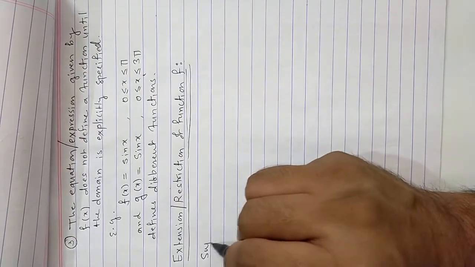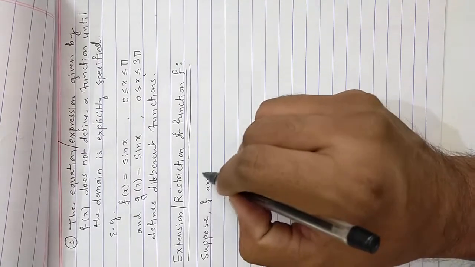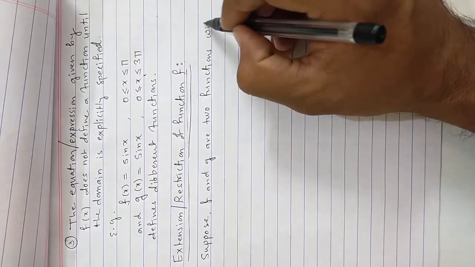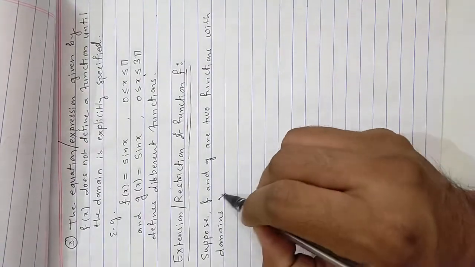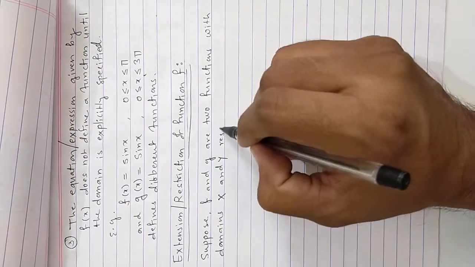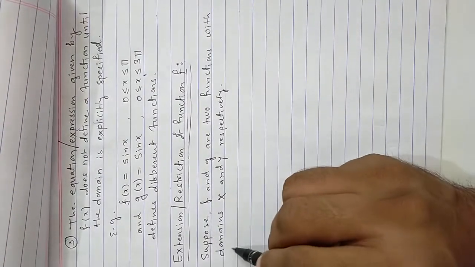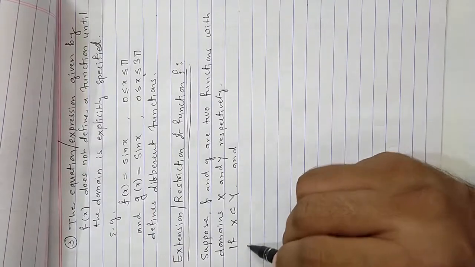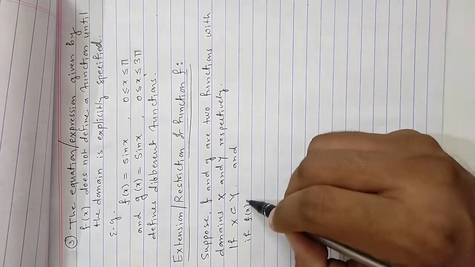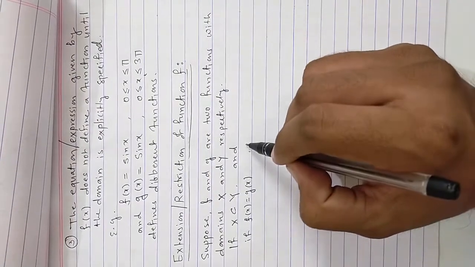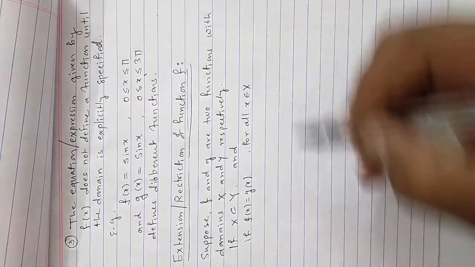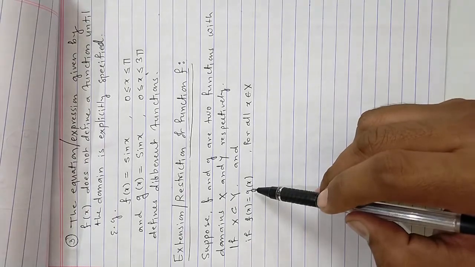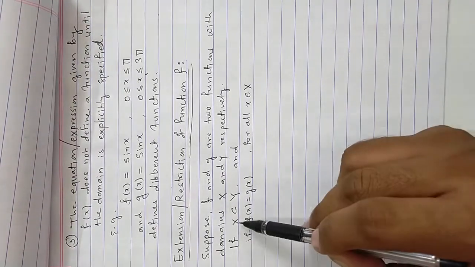So suppose, by definition, f and g are two functions with domains X and Y respectively. If X is a subset of Y and if f(x) is equal to g(x) for all x in X. So observe that X is a subset of Y and the images of f and g are the same for all x belonging to X, for all the elements of X, right?